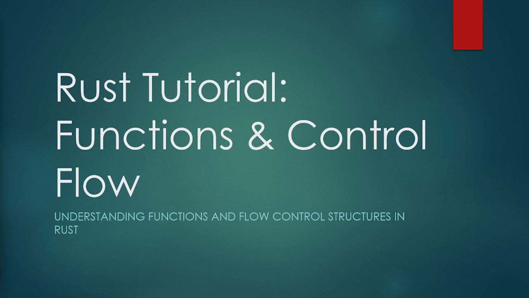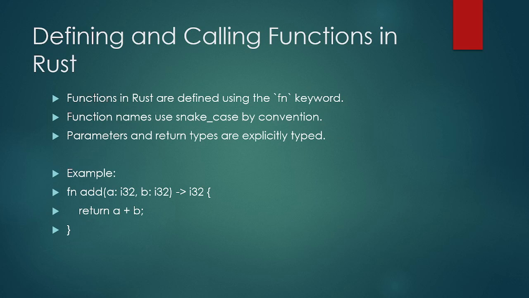Hello friends, today we're going to discuss functions and control flow in Rust. So let's begin. The first thing is how we can define a function. For declaring a function, we have to start with the fn keyword.